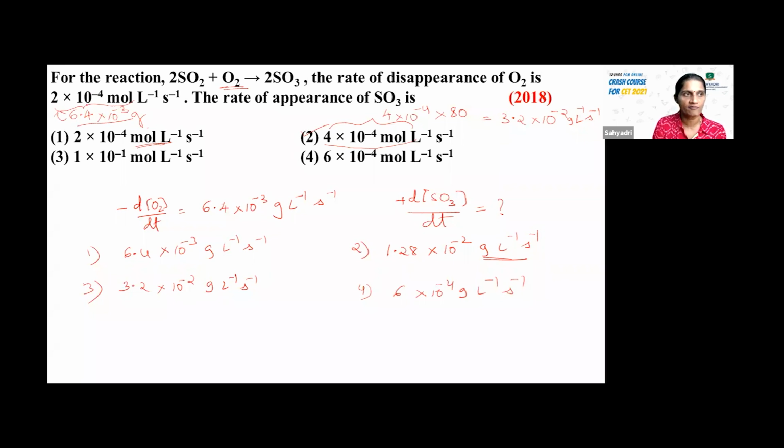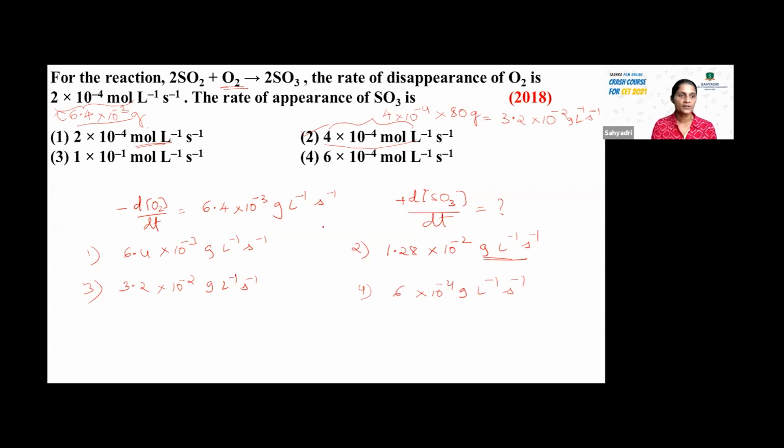I converted the same value here. So you will convert this to moles per liter. Then 2 times this will be the rate of appearance of SO3. But I have given this in grams per liter. So what do I have to do? Multiply the value you get by the molar mass of SO3. So this becomes 4 into 10 to the power minus 4 into 80. That becomes 320 into 10 to the power minus 4, or 3.2 into 10 to the power minus 2 grams per liter per second. Is that clear?